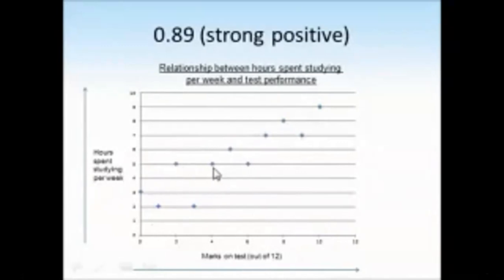Each of these data points represents 2 pieces of information from each participant. So this participant studied for 5 hours and scored 2 out of 12 on the test. This is an example of a strong positive correlation because we can see the longer somebody studies for, the higher their mark on the test.